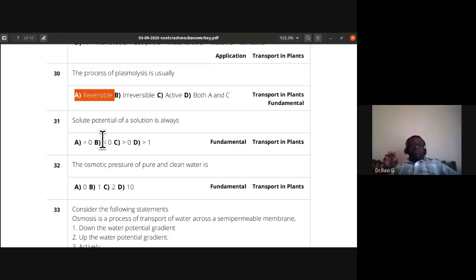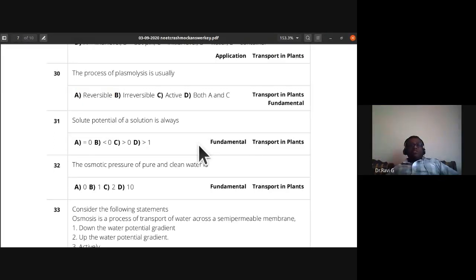What do you mean by active process? It is spending energy. For plasmolysis, they don't spend energy for plasmolysis to take place. Okay, it's a physical process. It is exosmosis. Okay, the water is lost from the cell when it's placed in a hypertonic solution. Only reversible process. You can reverse this plasmolysis by placing it in pure water or hypotonic solution. Okay, so the answer is A, 30th A.